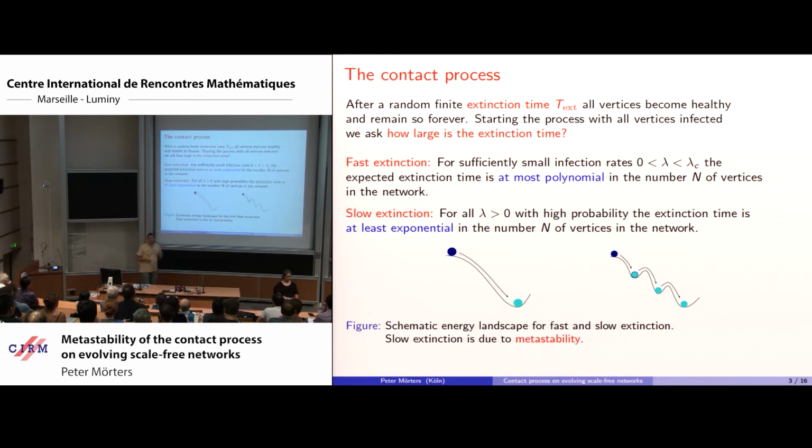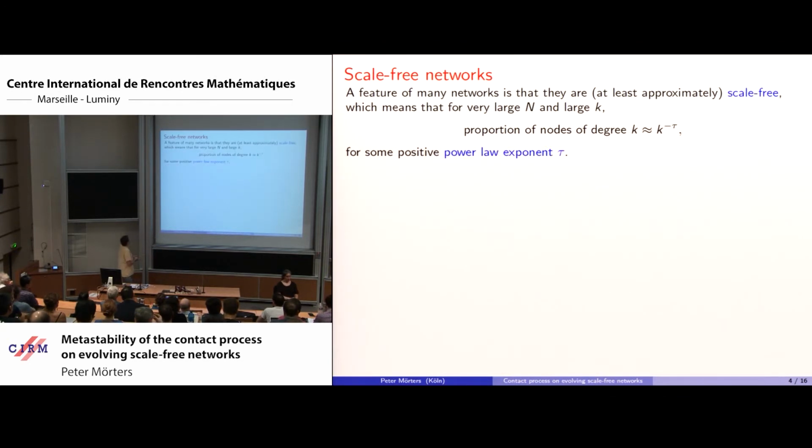This is a very rough question, right? I'm not going to deal with the question of what this critical lambda is. I'm only interested in whether it's zero, as in this case, or positive, as in the case of fast extinction. Okay, so that's the contact process, and I'm going to study it on graphs that form a scale-free network. So I'm going to explain my graph model.